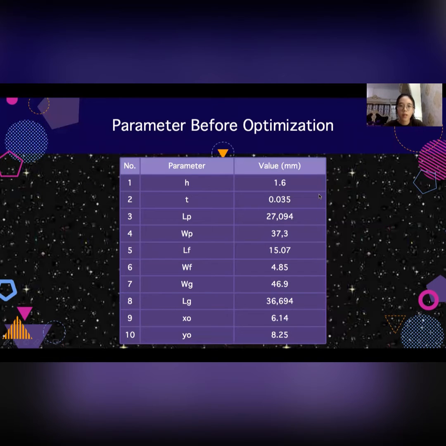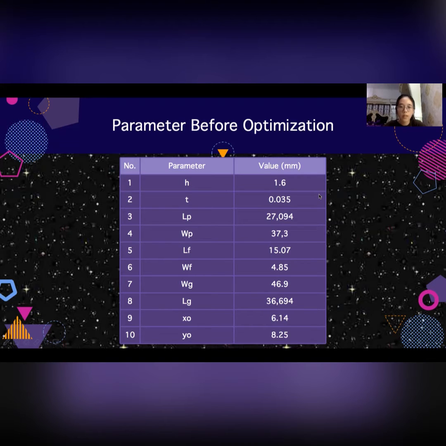And here is the table of parameters before the optimizations. We can see here that there are 10 parameters. These parameters were already calculated manually, and those calculations are in the report. H is the substrate thickness, which is 1.6. T is the conductor thickness, which is 0.035.